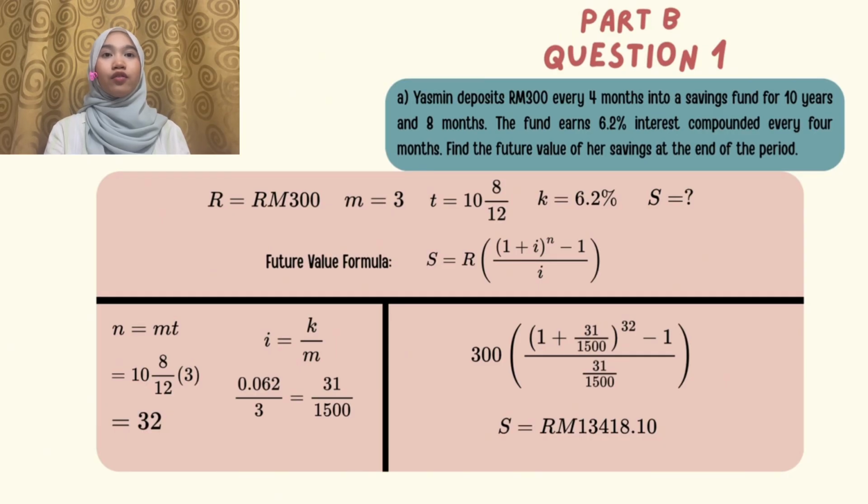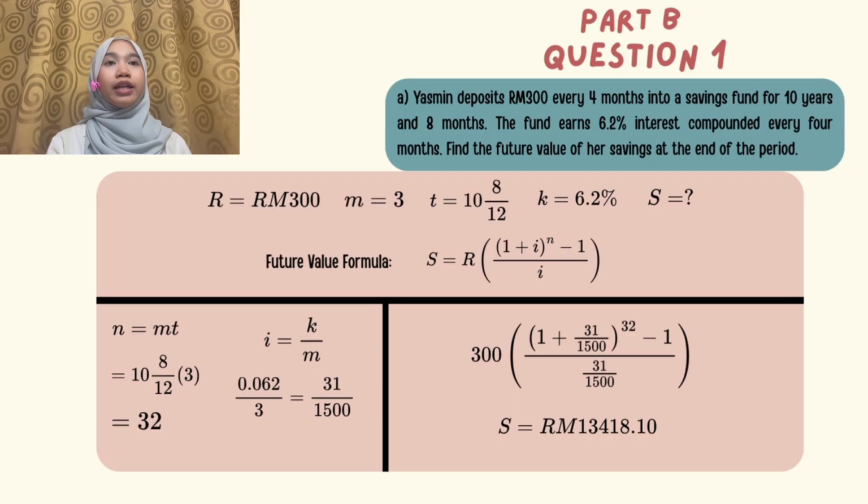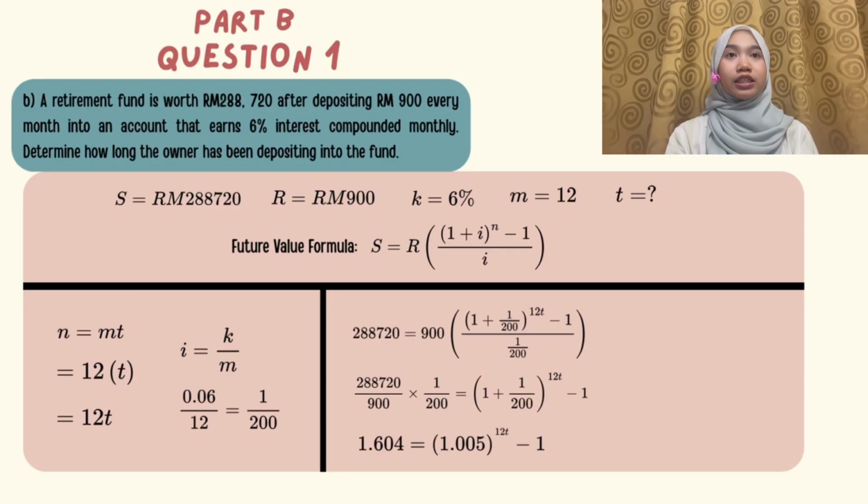And I use the future value formula, and S equal to R open bracket open bracket 1 plus I close bracket and the power of N, and minus 1 and over I close bracket, and we have to find the value of N and I. N equal to M multiplied by T, and we got 32, and I equal to K over M, and we got 31 over 1500. Next, substitute all the values into the formula, and we got 300 open bracket open bracket 1 plus 31 over 1500 close bracket and the power of 32 and minus 1 and over 31 over 1500 close bracket, and we got the value of S equal to RM 30,418.10 cents.